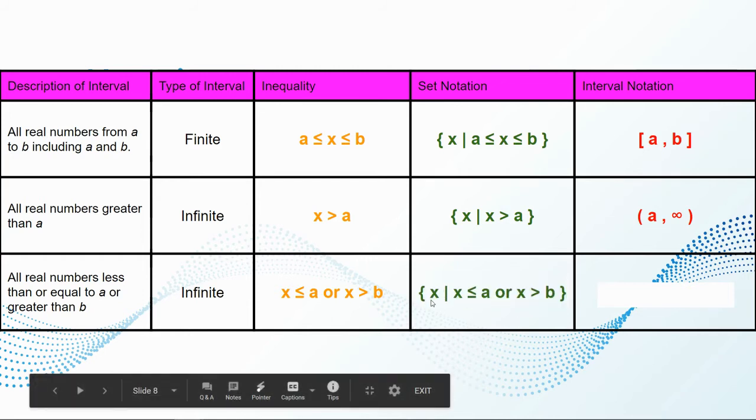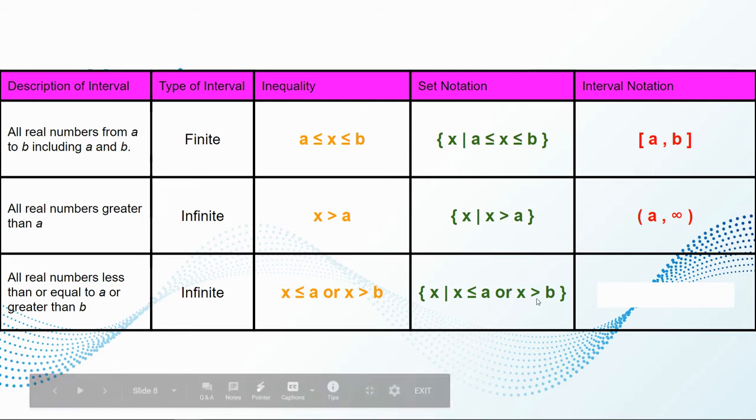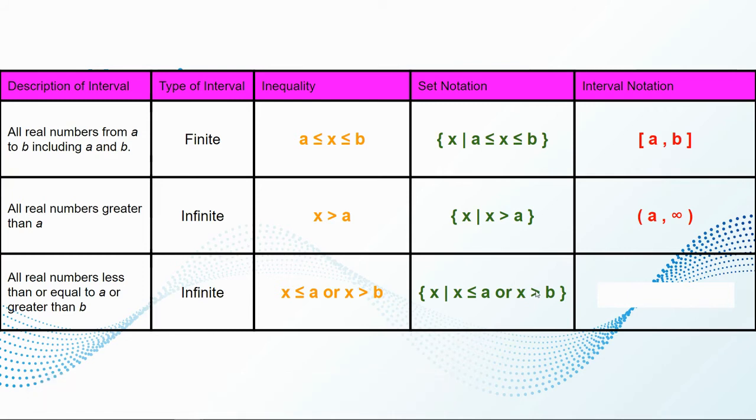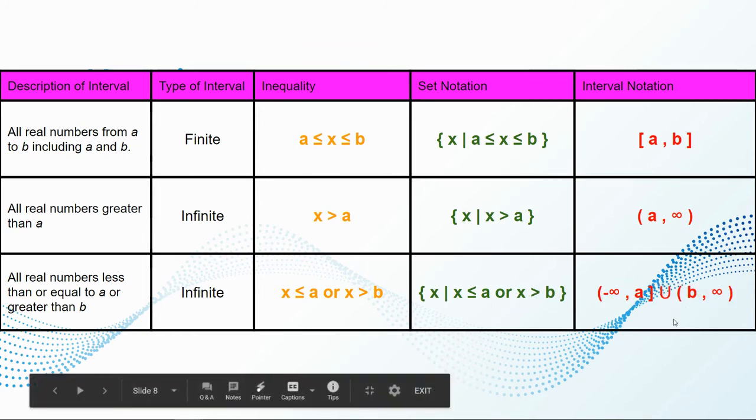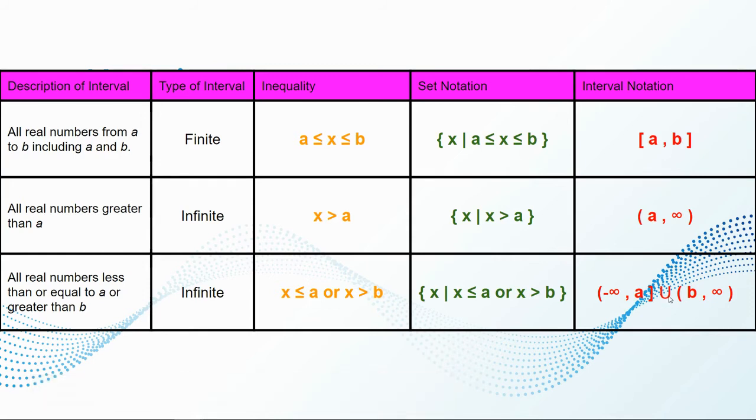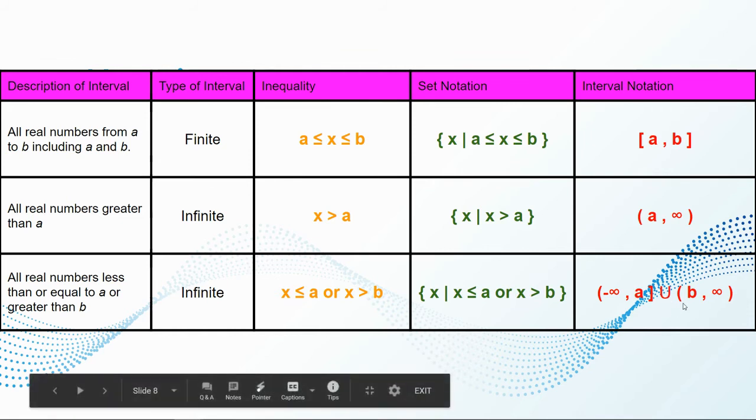So again, X is your main set, out of all X's, any X that's smaller than or equal to A, which is, say, 1, or everything that's bigger than B. So if B was 2, B would have an open hole, but everything that's bigger than 2 would be shaded, including 2.011 and etc. And then in interval notation, here's that U again, negative infinity to A inclusive, U meaning there's a hole there, skip over everything between A and B, and then put an open hole at B and start over and shade everything to infinity.